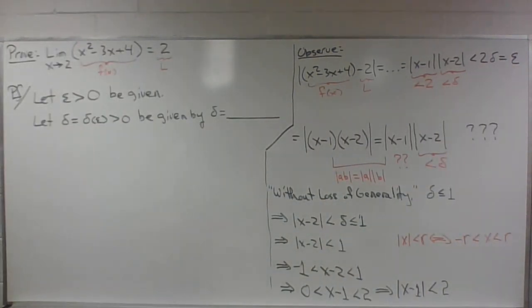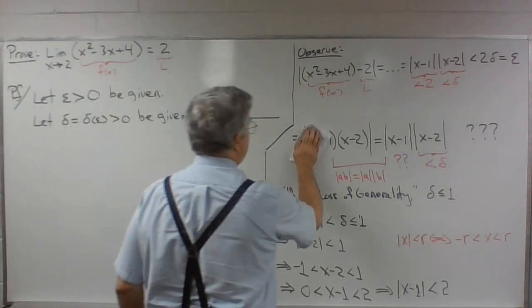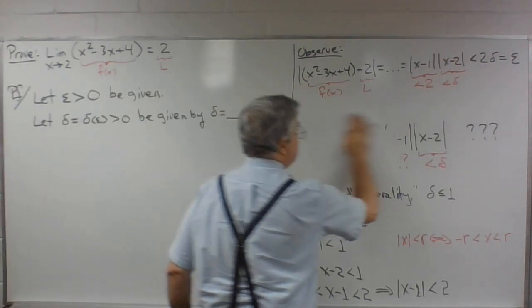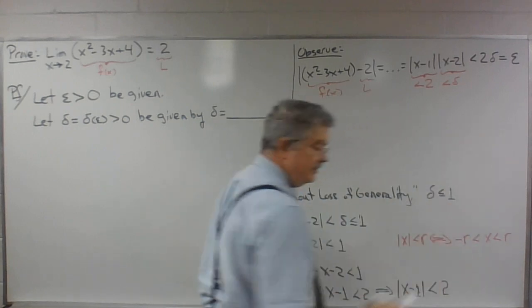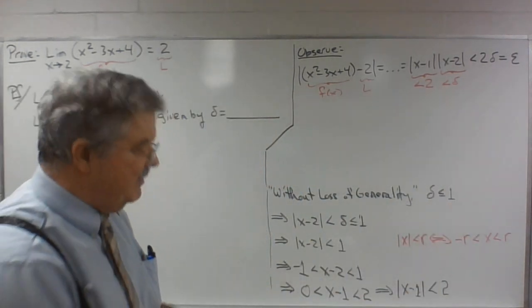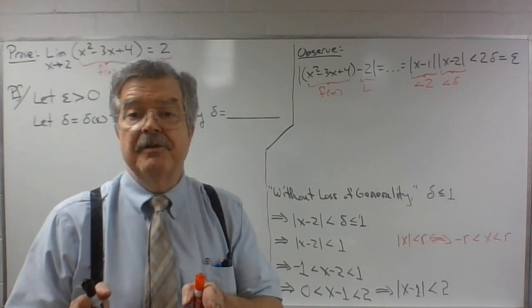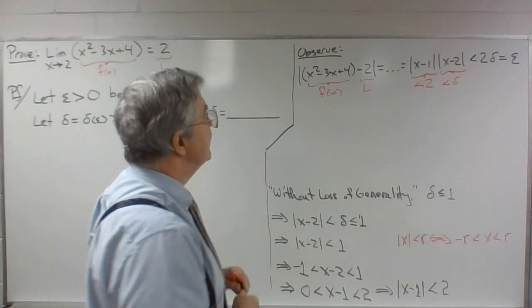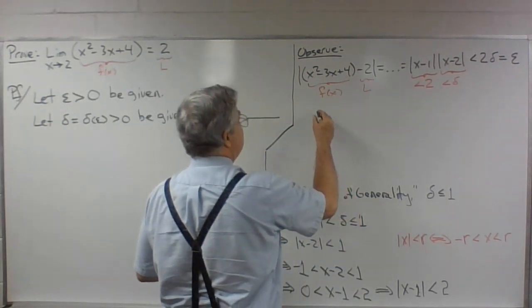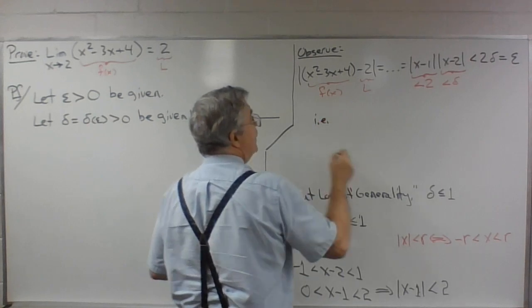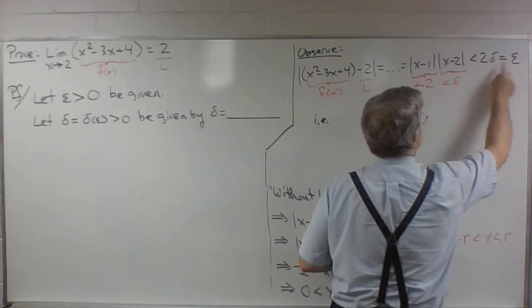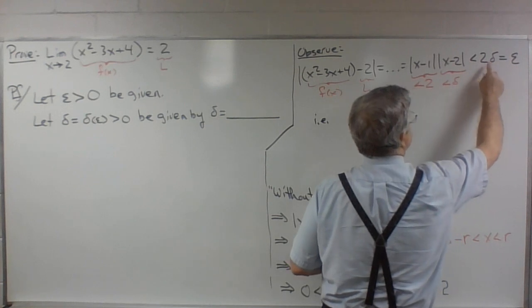Now I'm going to have to destroy a little bit more of my scratch work. If I were doing this on paper, I wouldn't erase anything. I'd just make all of this part of my scratch work, which I would submit with my proof. So let's see what we conclude. We conclude that epsilon is going to be equal to 2 delta.